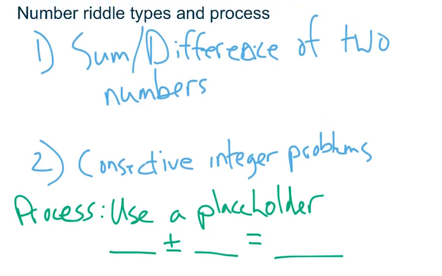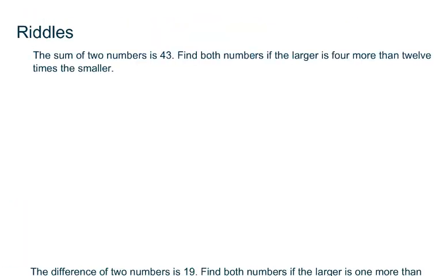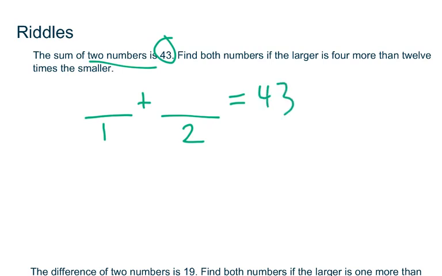So for example, let's take a look at sum or difference of two numbers. You're going to be told something like, the sum of two numbers is 43. Find both numbers if the larger is 4 more than 12 times the smaller. So here is how this works. We use our placeholders. We have two numbers, number 1, number 2, and we're going to set them equal to this number right here, 43.